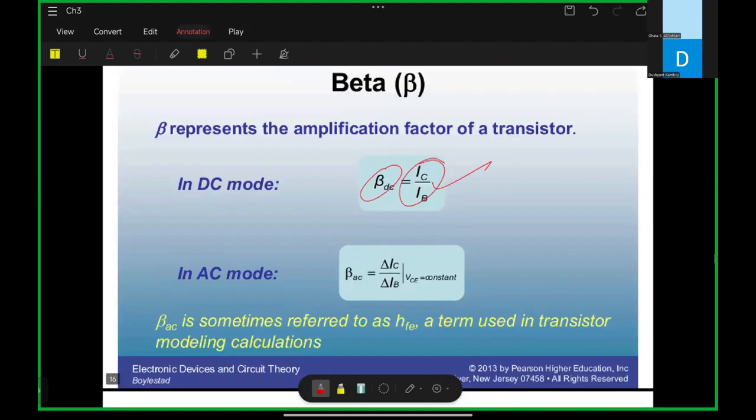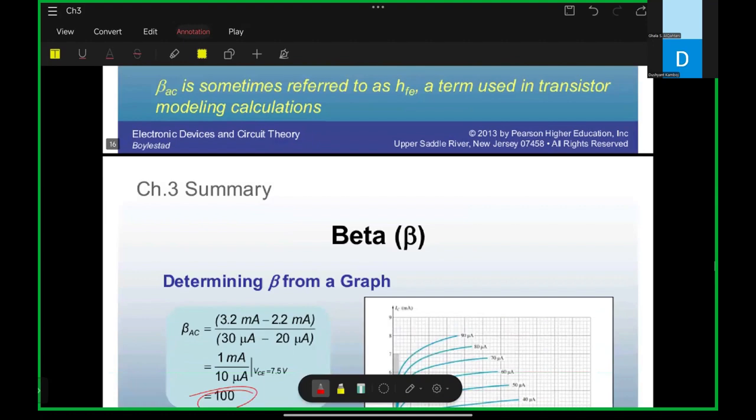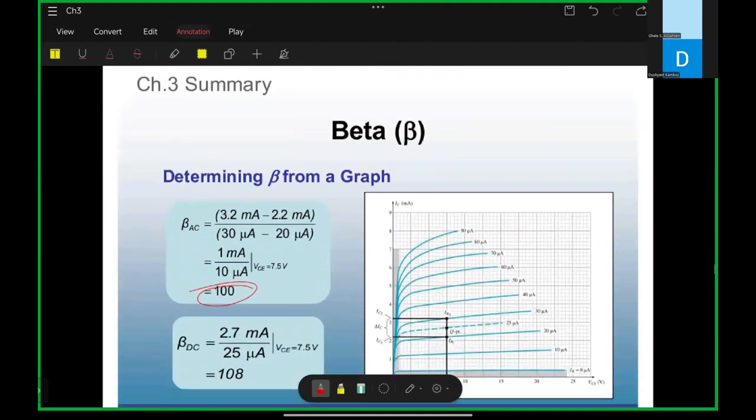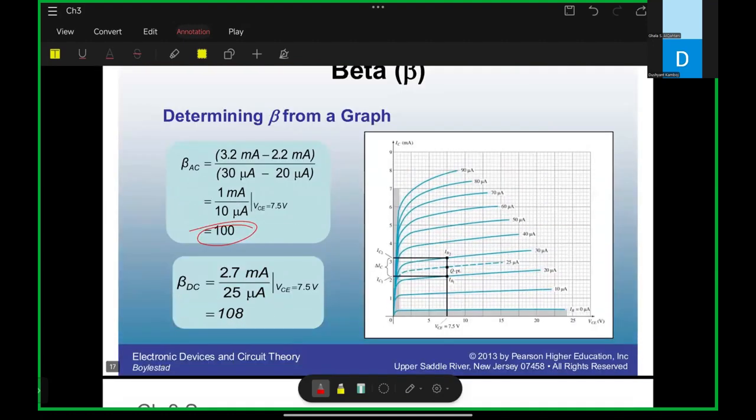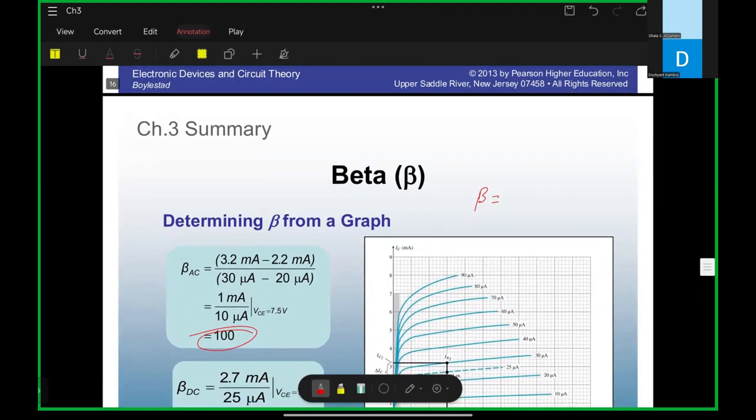Okay, this is not important. Tell me now: if I talk about beta, what is the formula for beta? Here it's IC over IB. Right, that is for DC. If you are calculating beta AC, that will be change in output current upon change in base current.